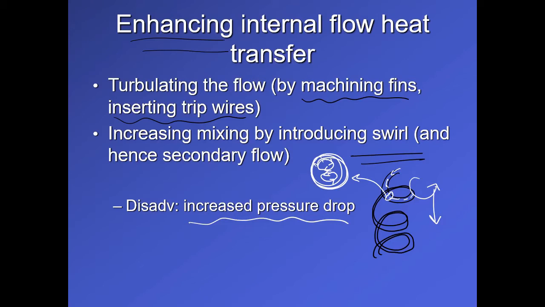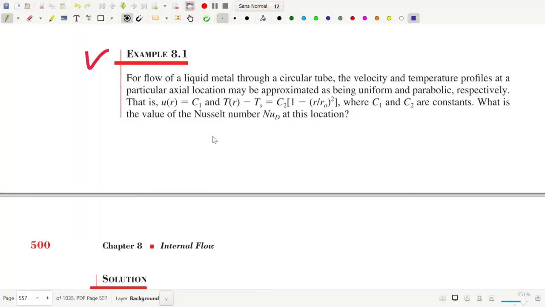So now we are done with the theoretical discussion on internal flows. We will solve a couple of problems to reinforce the understanding and how to use these correlations, the lots of correlations that we have seen, for solving real engineering problems. So let's solve example number 1, example 8.1.